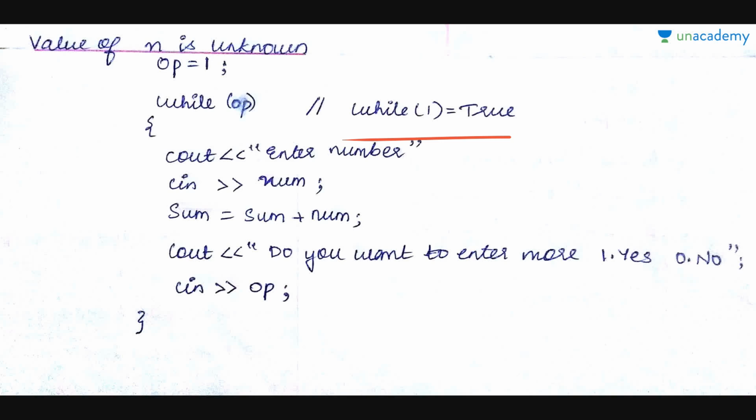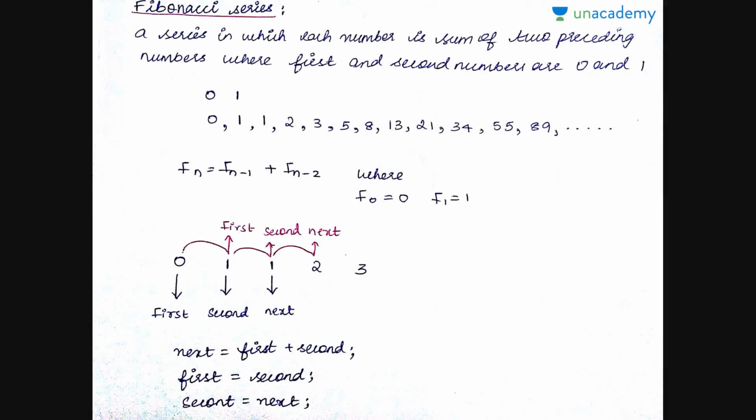Okay, next let us learn the program of Fibonacci series. First we have to know what a Fibonacci series is. It is a series in which each number is the sum of the two preceding numbers. So the value of a number is nothing but the sum of the two preceding values, where the first and the second numbers are 0 and 1. So initially the series starts with 0 and 1.